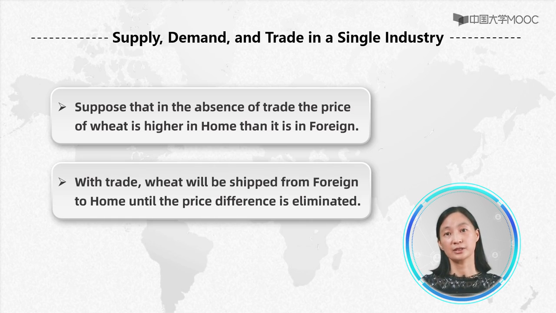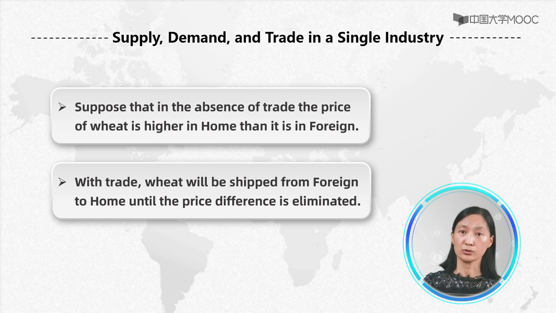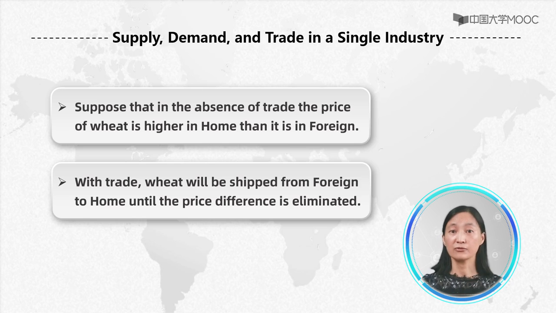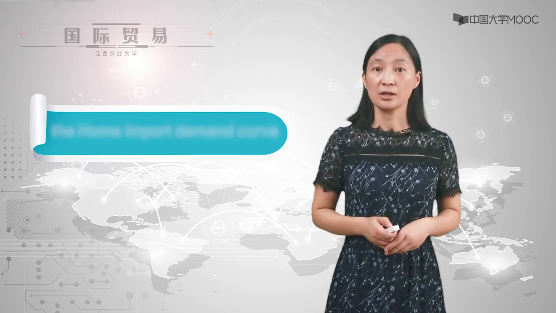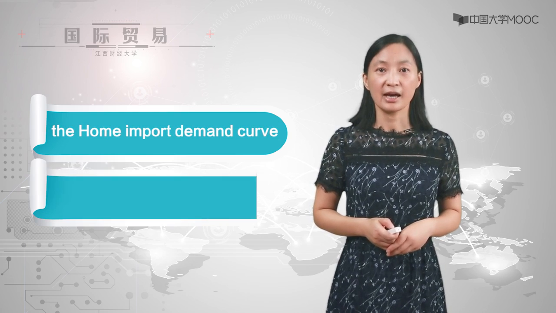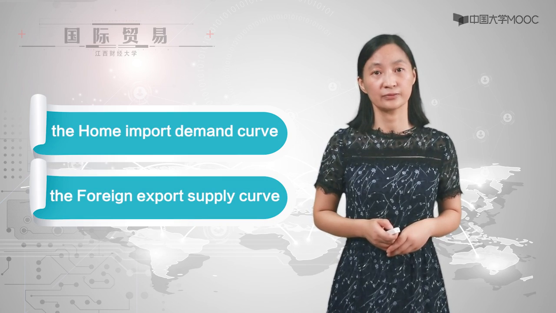Since the price of wheat in home exceeds the price in foreign, shippers will begin to move wheat from foreign to home. The export of wheat raises its price in foreign and lowers its price in home until the difference in prices has been eliminated. To determine the world price and the quantity traded, it's helpful to define two new curves, the home import demand curve and the foreign export supply curve.